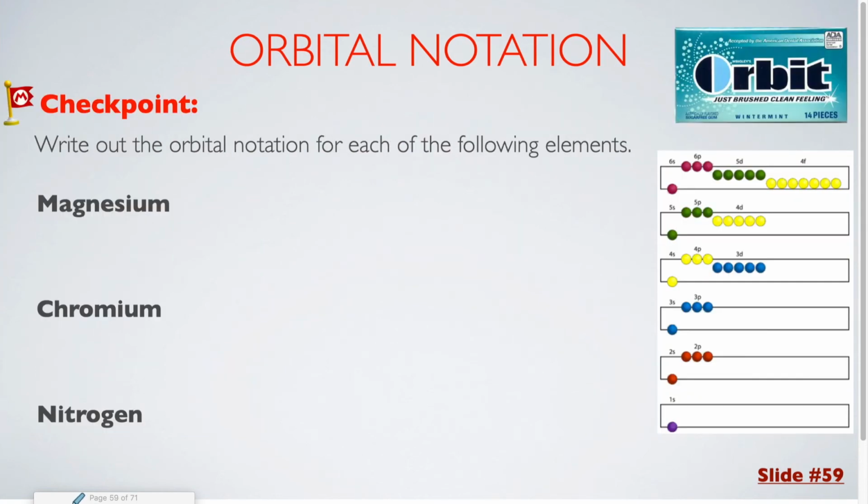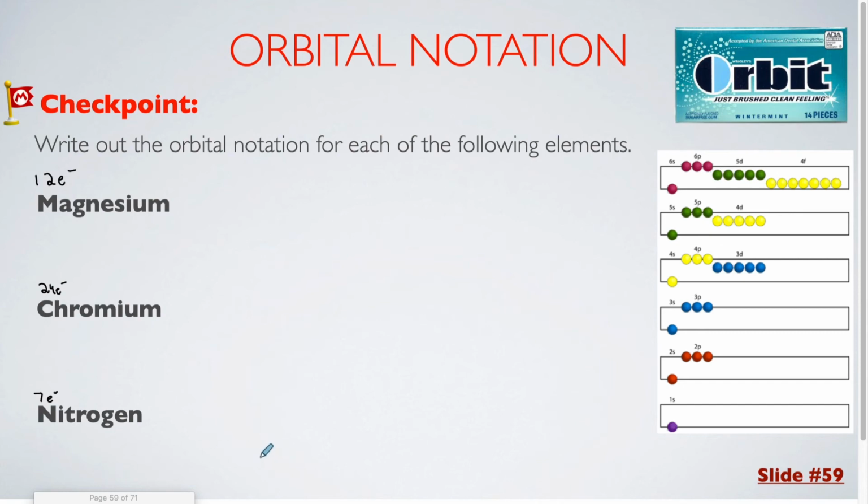For our checkpoint question, we are going to use what we learned in order to write out the orbital notation for these 3 elements. The first thing that we need to do here is figure out how many electrons each of these elements has, and we can do that based on the periodic table. Magnesium has 12 electrons because its atomic number is 12. Chromium has 24 electrons, and nitrogen has 7 electrons.